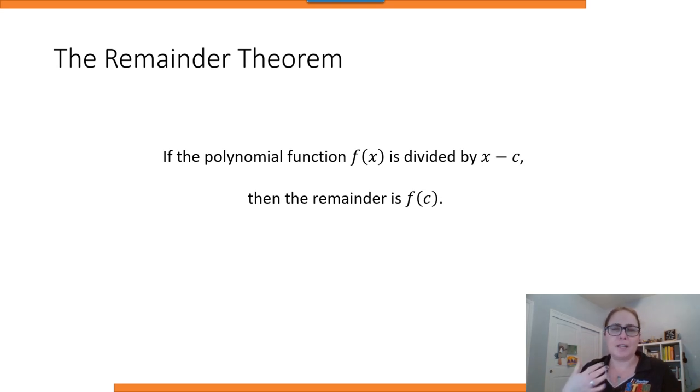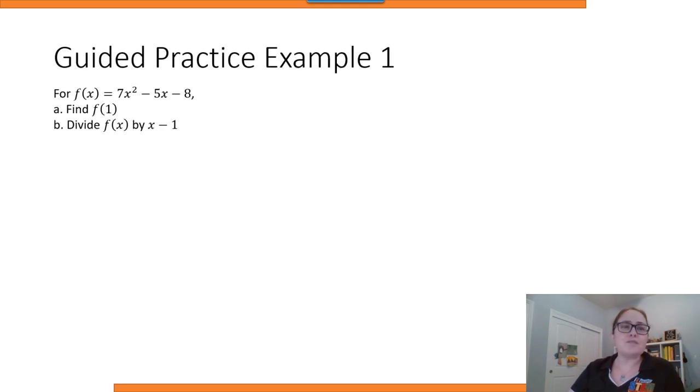So let's see if we can convince ourselves that this is true with an example. Here I have the function f of x equals 7x squared minus 5x minus 8. And we're going to see what happens when we plug 1 into the function and then when we divide by x minus 1. First, let's take 1 and plug it into the function. If I plug in 1, 7 times 1 squared minus 5 times 1 minus 8 all simplifies to negative 6.